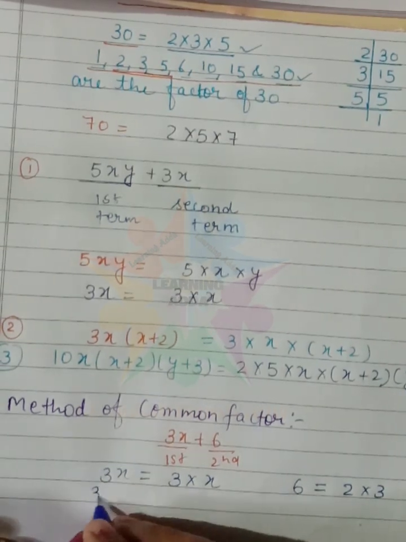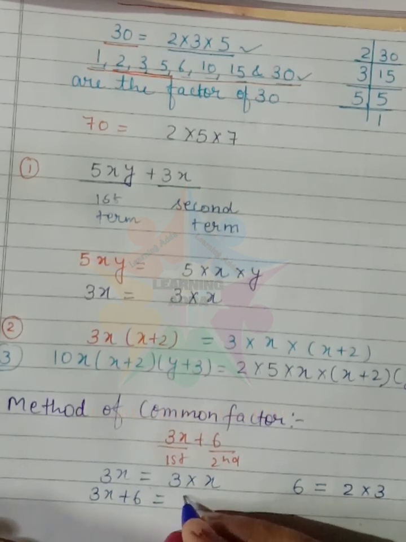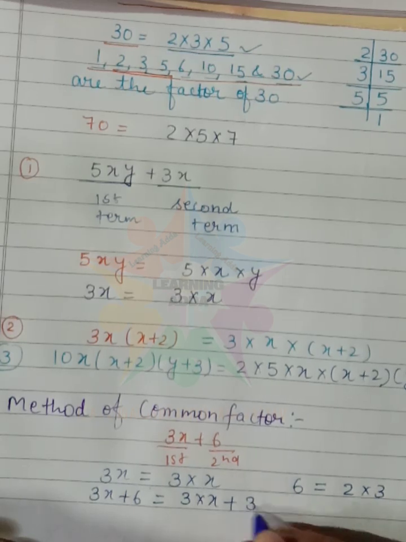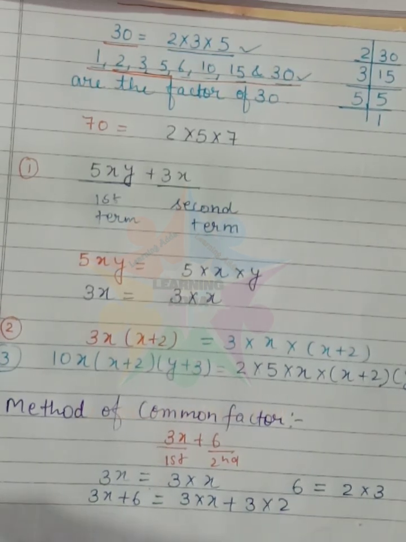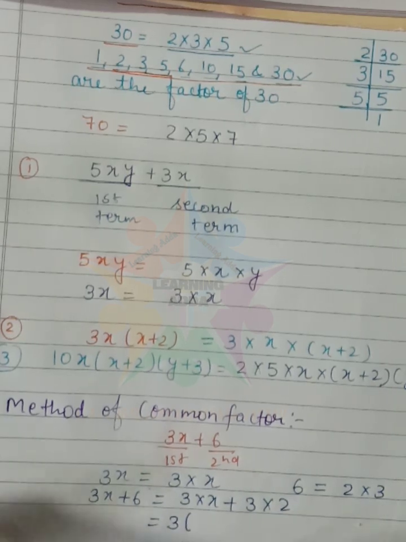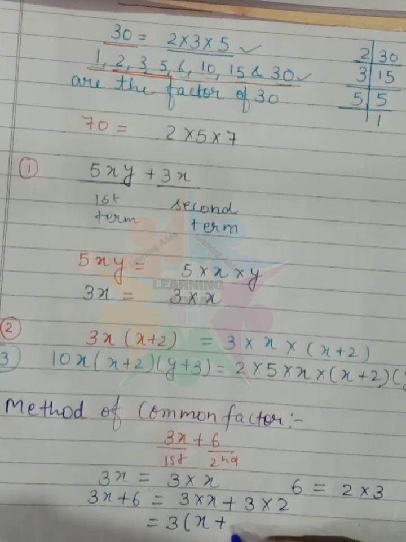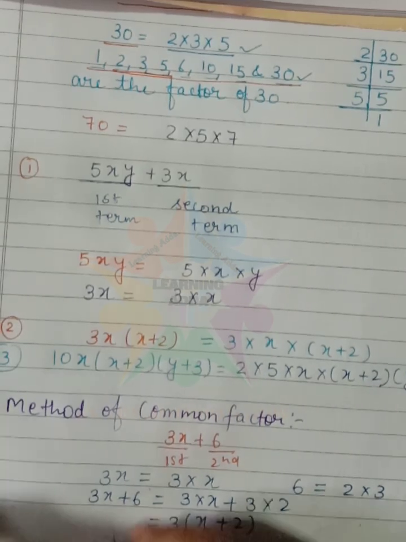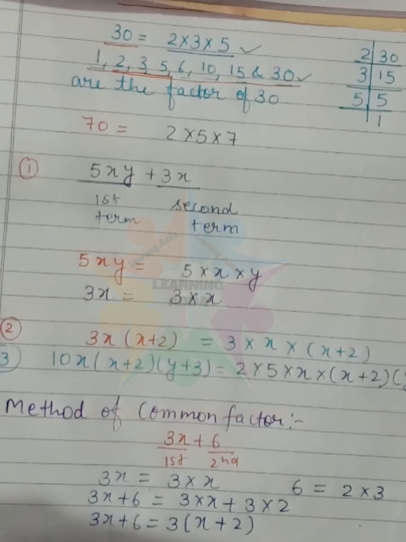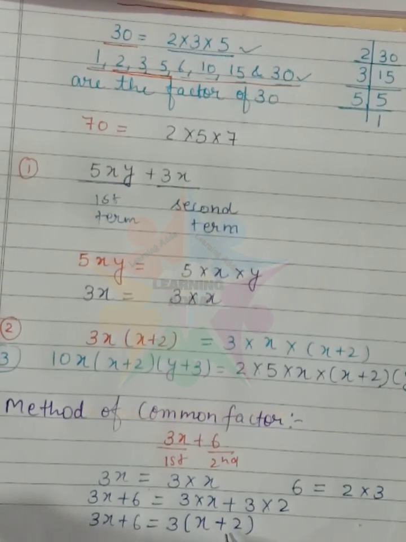Then 3x plus 6 equals 3 into x plus 3 into 2. Here the common factor is 3. If we take 3 common, then we get in the bracket x plus 2. Then we say that the factor of 3x plus 6 equals 3 in bracket x plus 2. Clear?